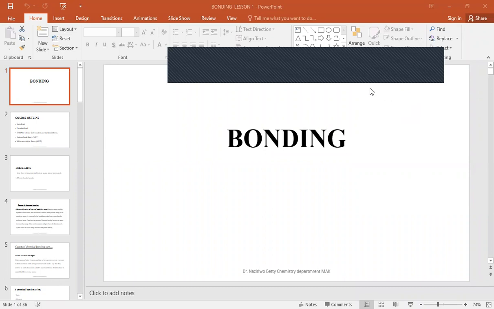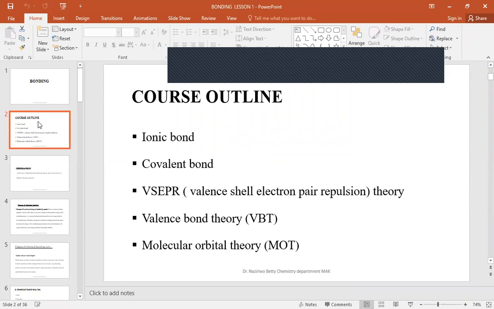This course unit will involve two branches, bonding and periodicity. I'm going to take you through bonding, and my colleague will take you through periodicity. This course will look at ionic bond, covalent bond, and some theories like valence shell electron pair repulsion theory, valence bond theory, VBT, and molecular orbital theory, but it will not look at hydrogen bond because you studied that in first year.